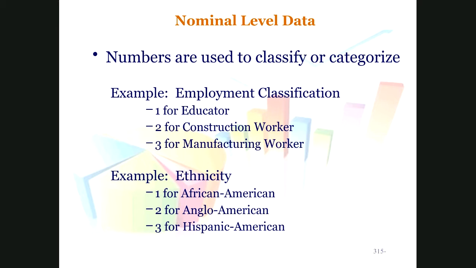And for example, ethnicity, 1 for African American, sorry, this is American, 2 for Anglo-American, 3 for Hispanic American. Again, it's just a label. It means nothing. It's just a way to categorize. And as noted, we are looking at frequencies here. We are not looking at continuous numbers. We are not looking at anything like that. Okay, so just to be clear.